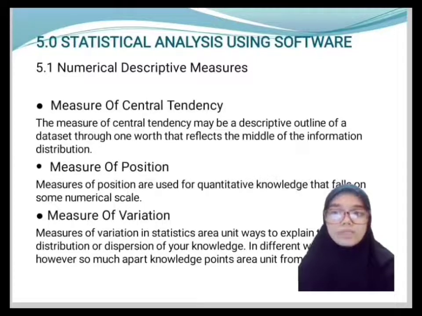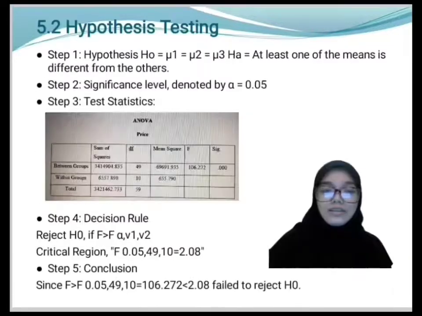Measures of position are used for quantitative data that fall on some numerical scale. Third, measure of variation. Measures of variation in statistics are unique ways to explain the distribution or dispersion of your data. In other words, it shows how far apart data points are from one another.